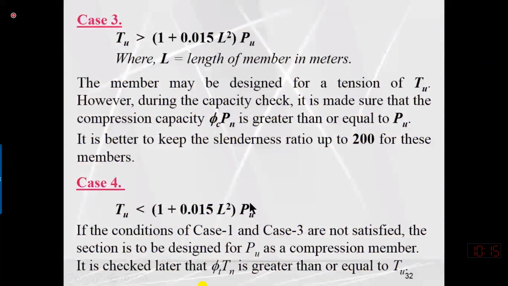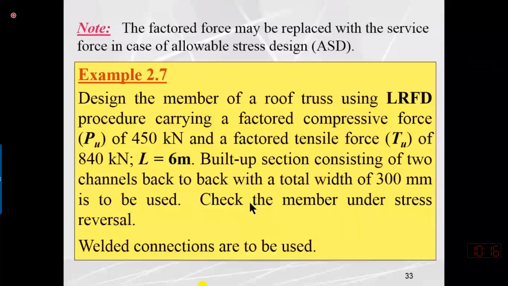Now we have a problem that is related to the stress reversal member. First of all, we need to understand this statement. Design the member of a roof truss using LRFD procedure carrying a factored compressive force PU of 450. This means that we are given the factored compressive force directly, and we are also provided with the factored tensile force directly, which is 840 kilonewton. The length of the member is 6 meter.